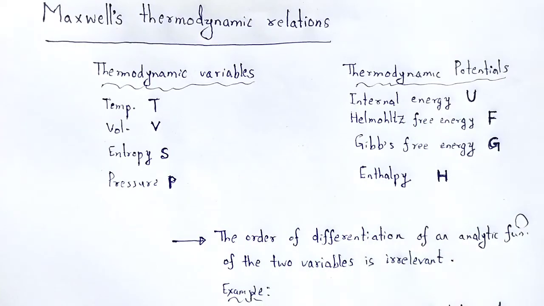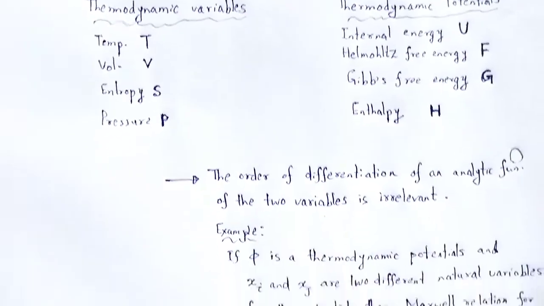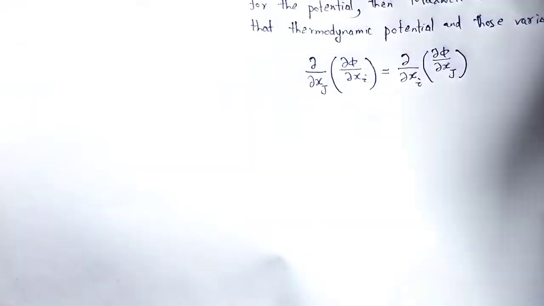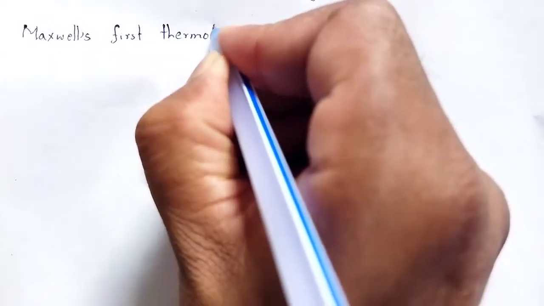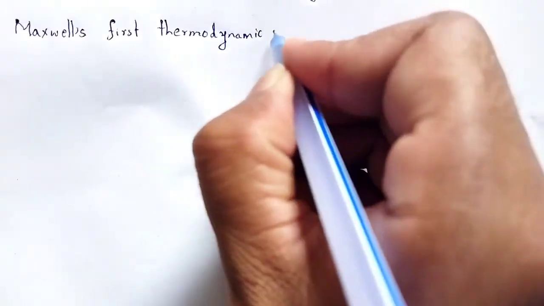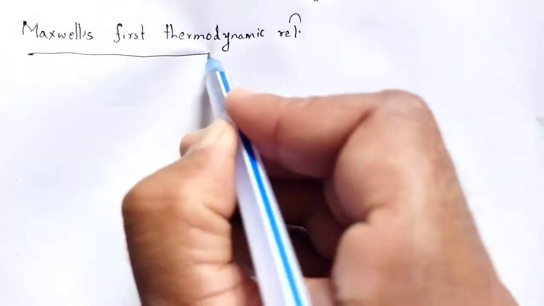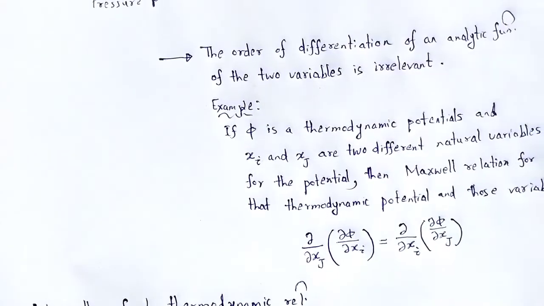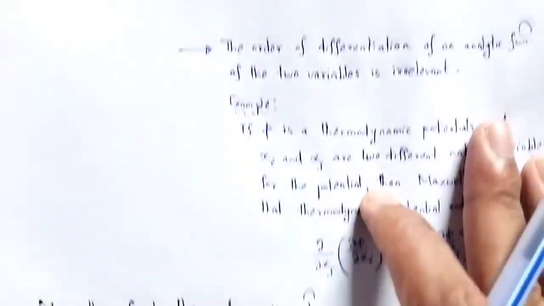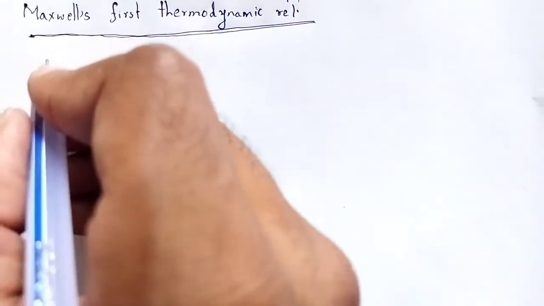Let us discuss them one by one. First, Maxwell's first thermodynamic relation. Here he takes the thermodynamic potential as internal energy. Internal energy is taken into consideration.